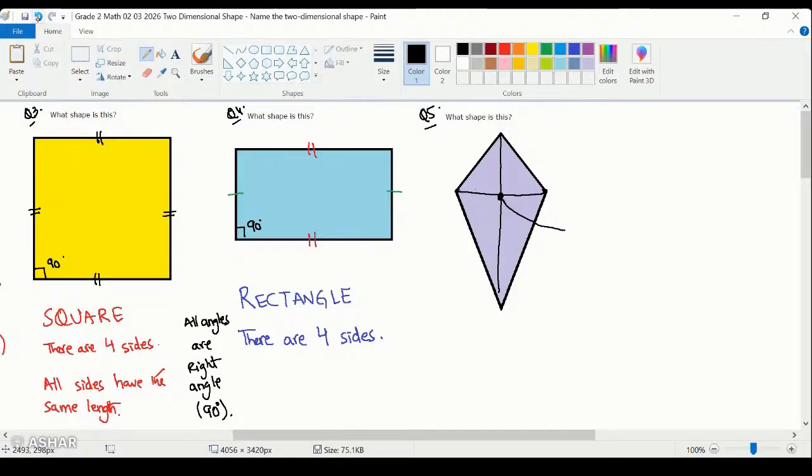So, what we can say over here is the next shape can be a kite. A kite also has 4 sides. Agreed? Do we agree a kite also has 4 sides? Okay.